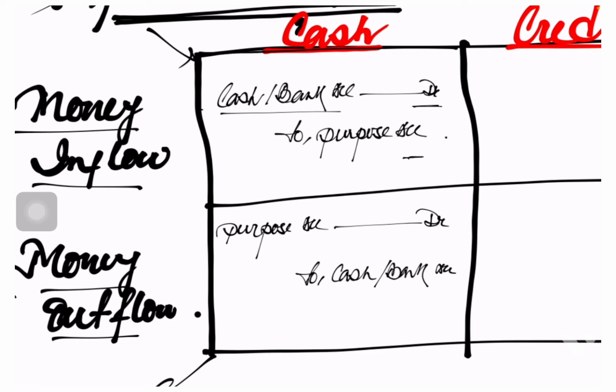So it's very clear now, students. Everyone has got it in their mind. So money inflow: cash or bank account debit to purpose. Or money outflow: purpose account debit to cash or bank.